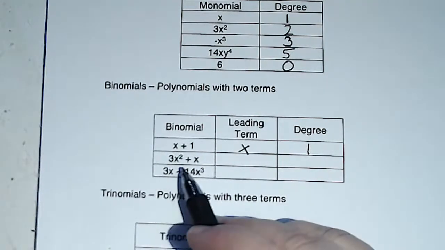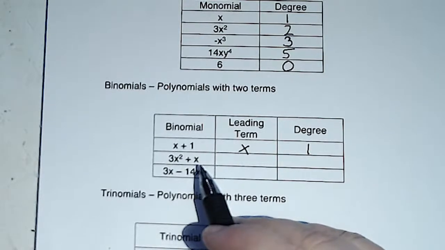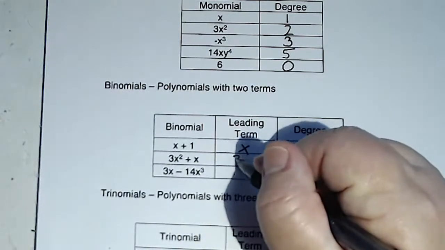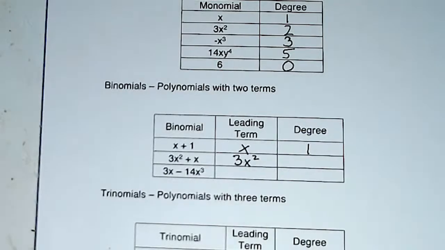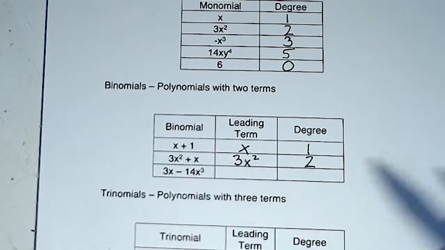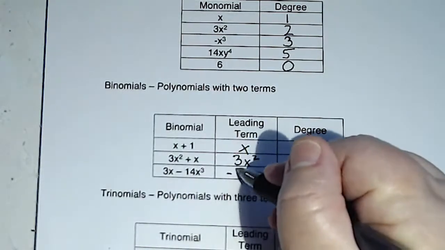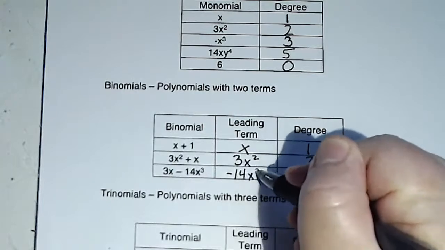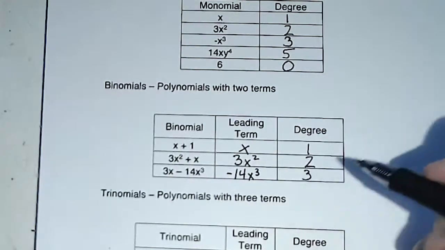Next up, 3x squared plus x. The leading term, or boss term, is 3x squared, and the degree of that one is 2. Next up, and this is where people sometimes look at this and go, wait, this isn't what I thought it was. 3x minus 14x cubed: the leading term is actually negative 14x cubed, and the degree is 3.